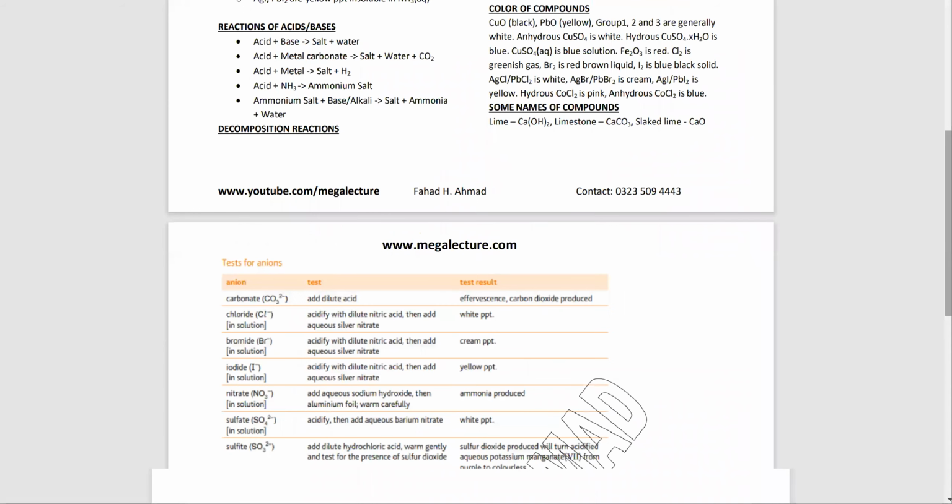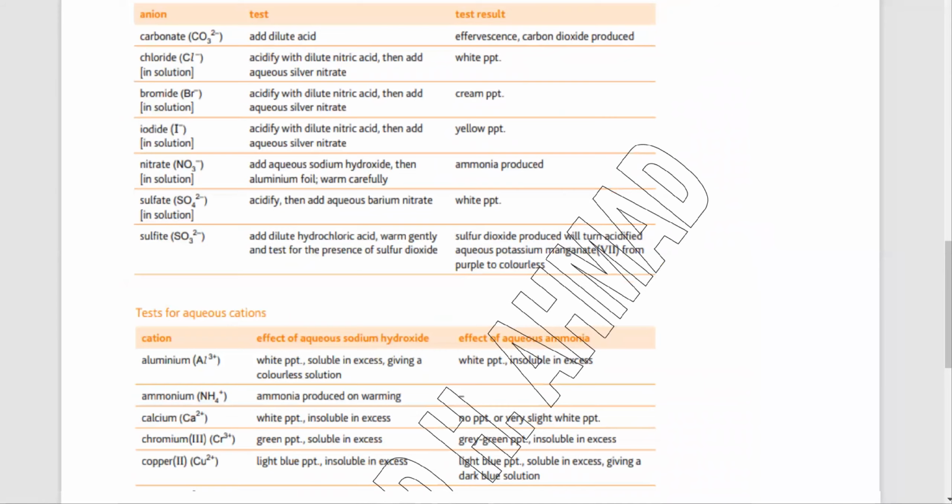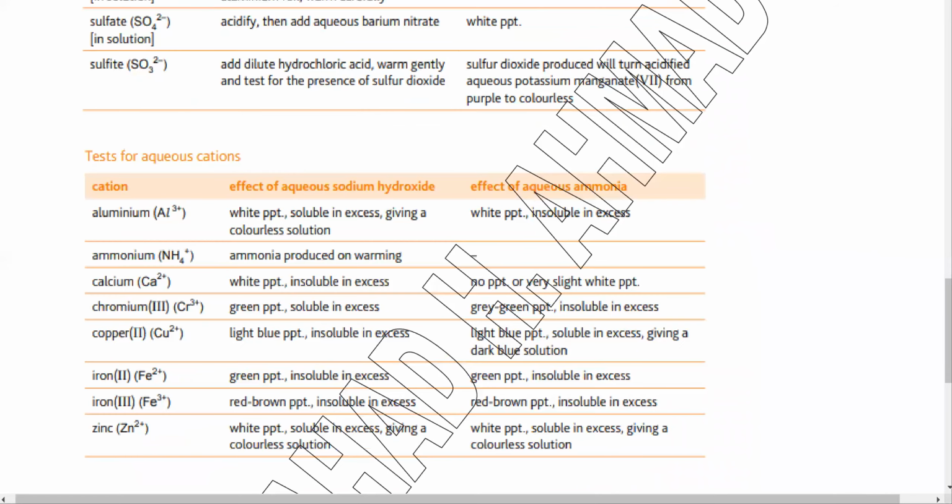Here's this list of ions. So remember effect of adding NaOH. I'm going to write over here. Look for the green precipitate. So chromium is a possibility. Chromium 3 plus with aqueous NaOH is going to form a green precipitate. But remember, it's soluble in excess. Another ion which forms a green precipitate is Fe. So you have two options: either chromium 3 plus or iron 2 plus.